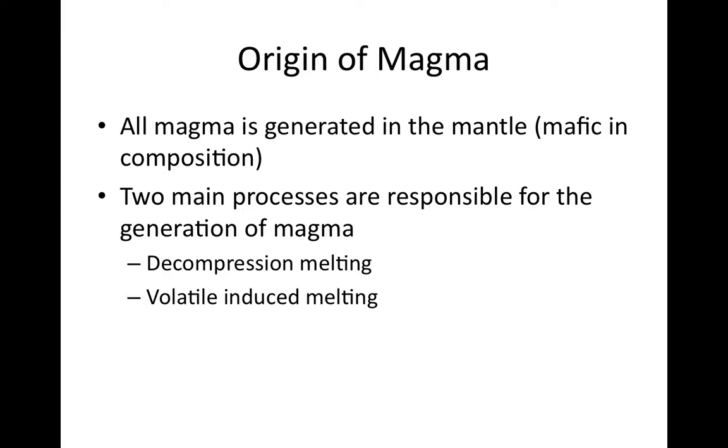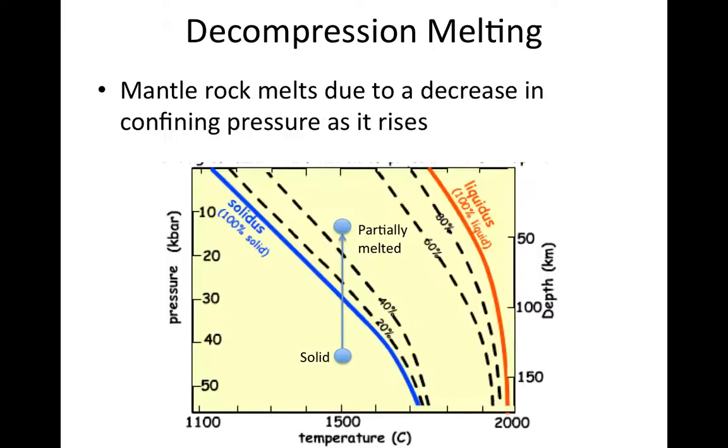And there are two main processes which are responsible for the generation of magma in the mantle. We discussed these processes when we talked about plate tectonics. They are decompression melting and volatile-induced melting. So what happens in decompression melting?